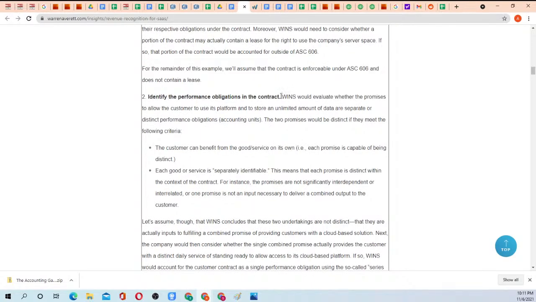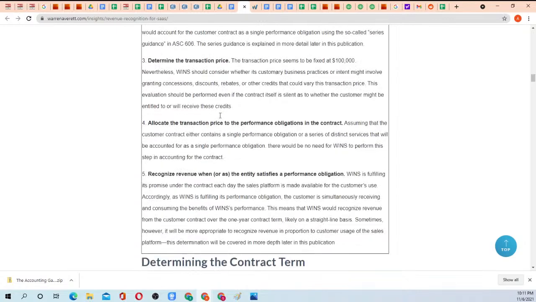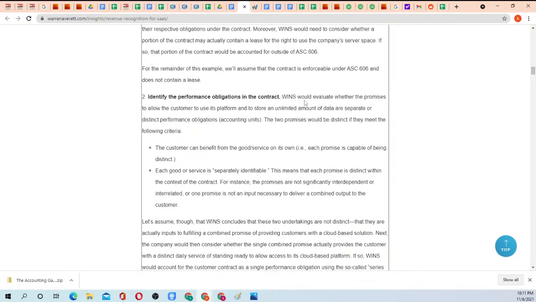Identify the performance obligations in the contract. Vince would evaluate whether the promises to allow the customer to use its platform and to store its unlimited data are separate or distinct performance obligations under accounting rules. So we can think that the right to use the platform and the storage of the data might be two separate services.